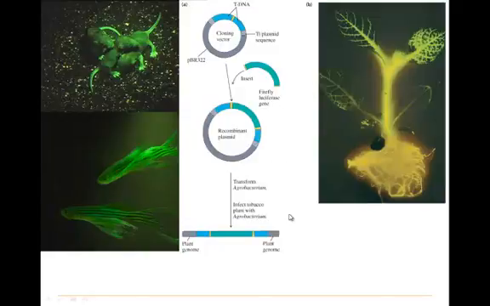Luciferase actually allows the bioluminescence, the production of light. And we put that gene into mice, so we had glowing mice. We put the gene into fish. These are zebra danios. We put it in there, and then we had glowing fish.